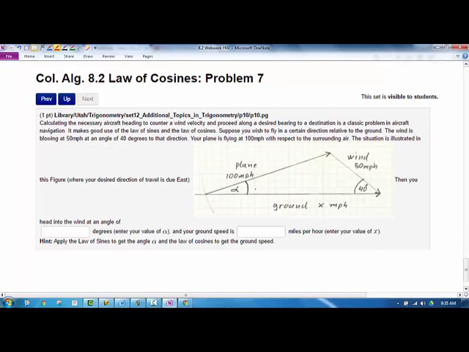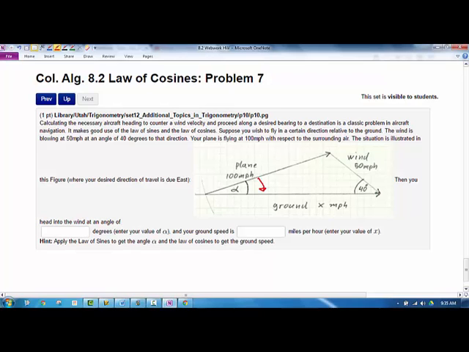Okay, the next problem says you're driving a plane at 100 miles per hour, and the wind's blowing this direction at 50 miles per hour, and it gives you a picture here that you can use. It wants to know alpha, so basically the angle that the wind blows you off course, and then also your relative ground speed if you calculate the wind into that.